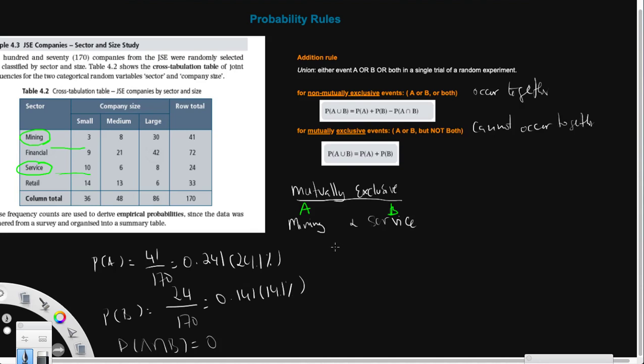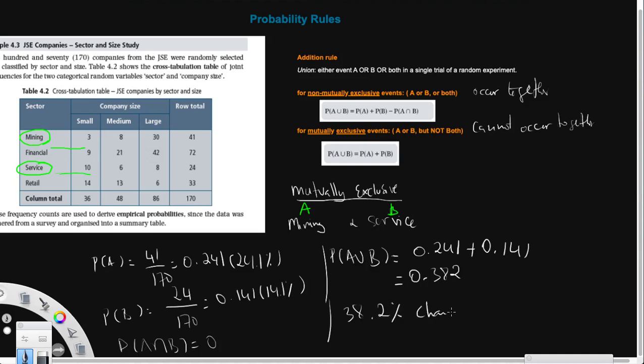And therefore now what you do is the union of A and B, all you have to do is just add the 0.241 with the 0.141, and this should give you 0.382, meaning that we have a 38.2% chance of finding a company that is either mining or a service company.